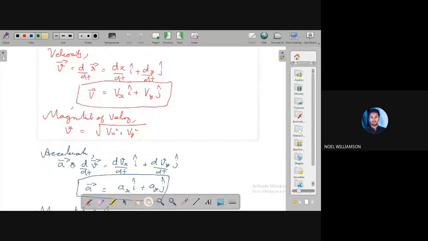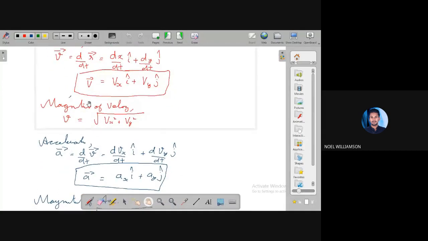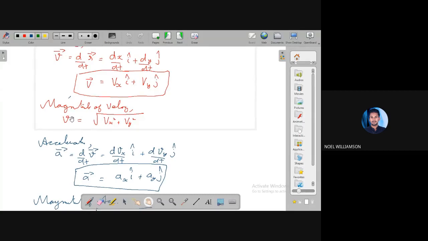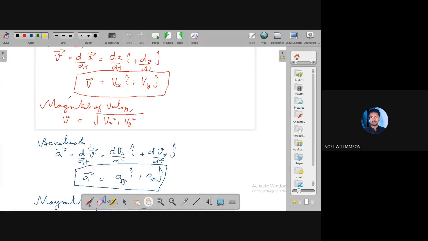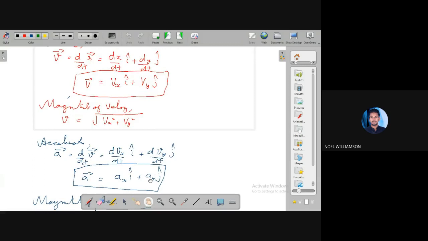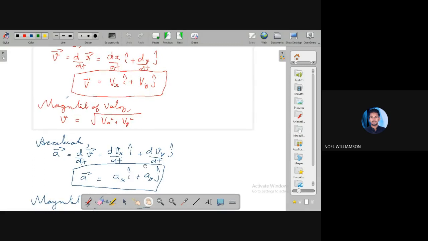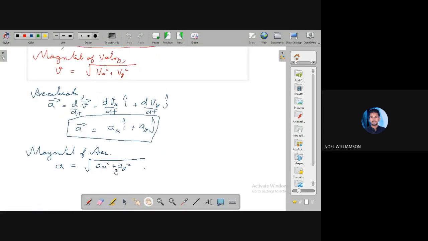Then for getting acceleration, we just differentiate the velocity with respect to time in a similar manner. So here also we will get two components, x component and y component. For the x component we give ax, and for the y component we give ay. So this is the magnitude of acceleration.